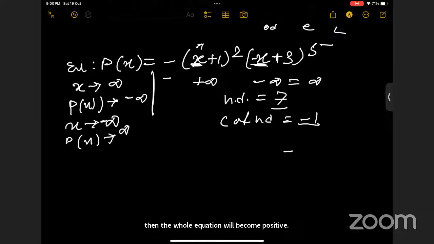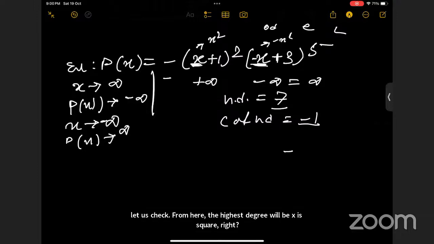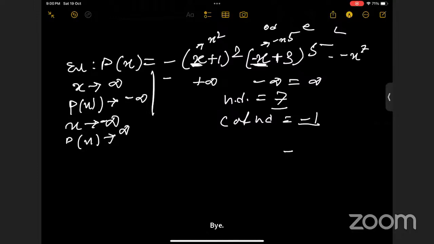From here, the highest degree will be x squared, and from here we will get minus x to the power 5. Now if we calculate the highest degree, we will get minus x to the power 7, and here there is one minus outside. If we just multiply it, then we will get x to the power 7, and then we will get minus infinity. Is it fine now?